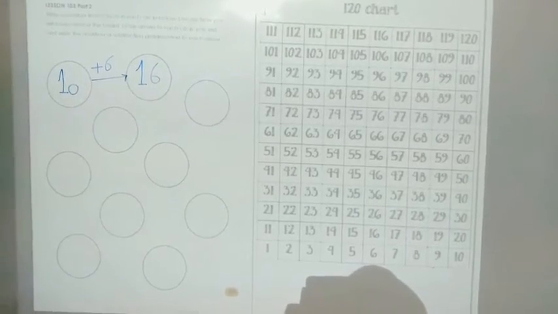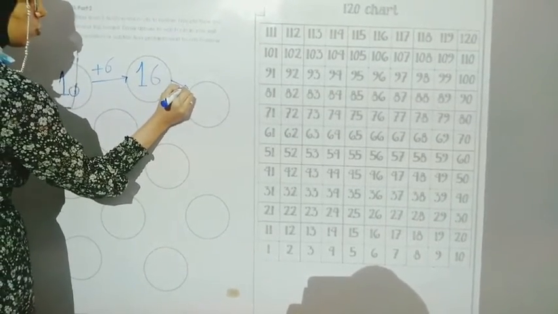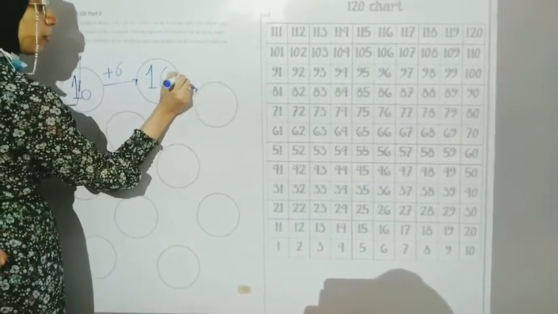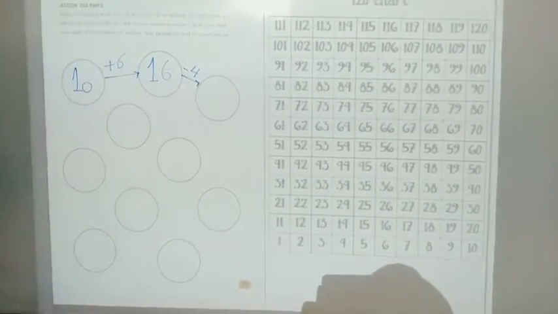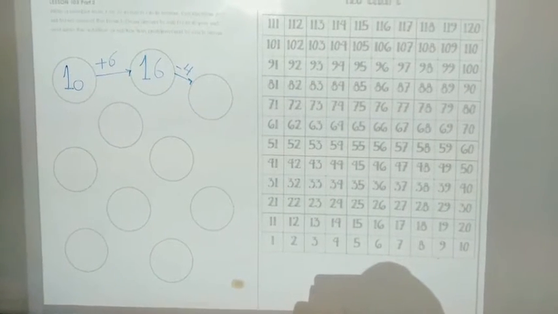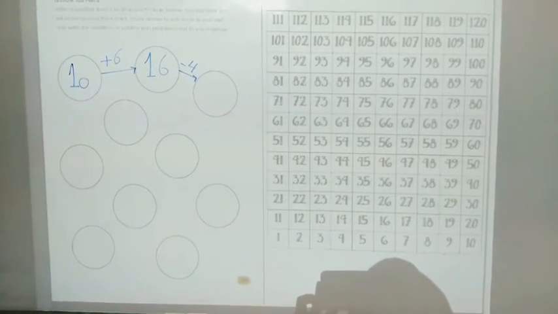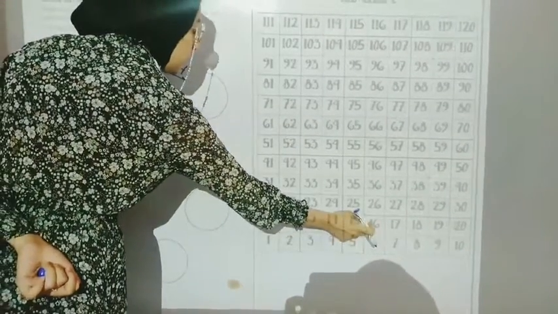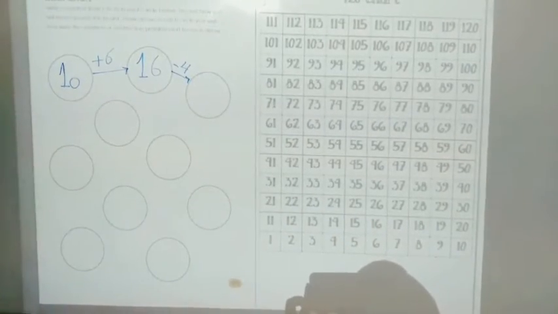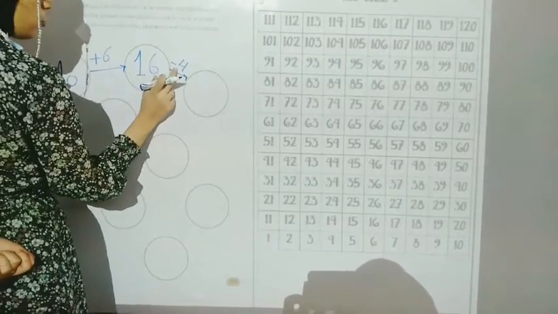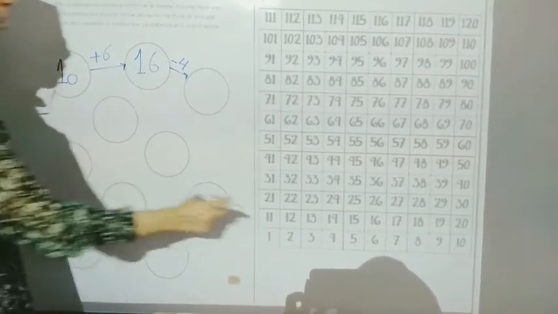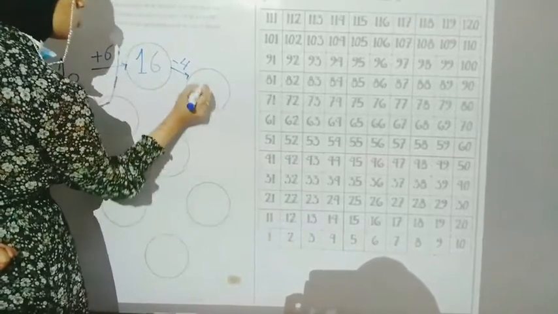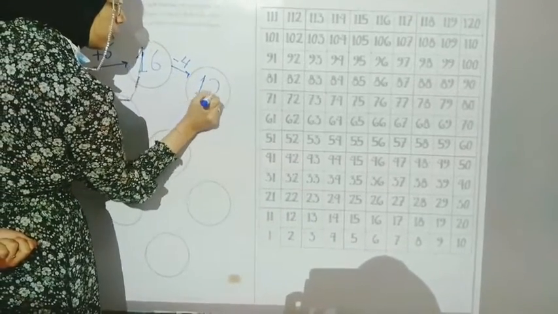Next one. Here I want to travel to the circle. I want to subtract 4. When I want to subtract, I move backward. So I stop at 16 and move how many steps backward? I want to subtract 4, so I move 4 steps backward. 1, 2, 3, 4. I reach 12, so I write there 12.